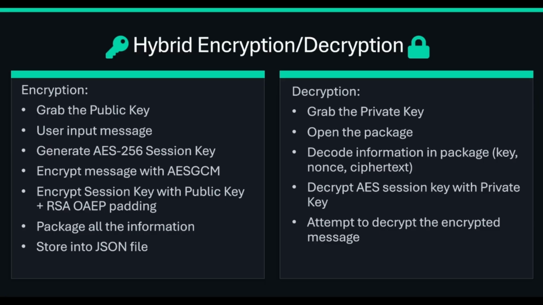For the encryption, we grab the public key, get a user input, and then generate an AES 256 session key. Then you encrypt the message with AES-GCM and encrypt the session key with the public key and RSA OAEP padding. Then you package all that information and store it in a JSON file. For the decryption process, you would grab the private key, open that package, and then decode information in the package, such as the key, nonce, and ciphertext, and then you decrypt the AES session key with a private key. And then that helps you to attempt to decrypt the encrypted message.